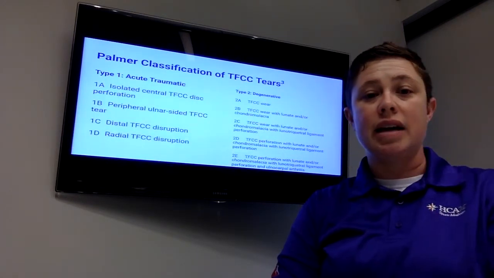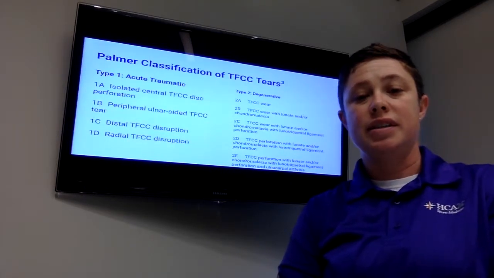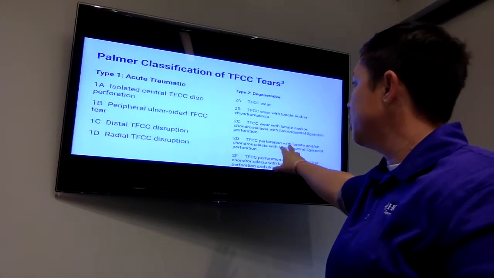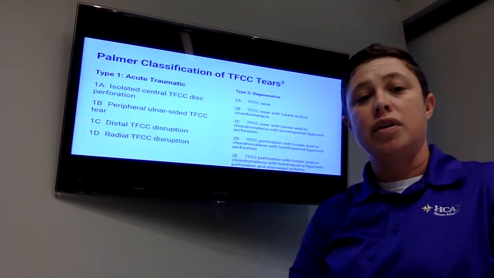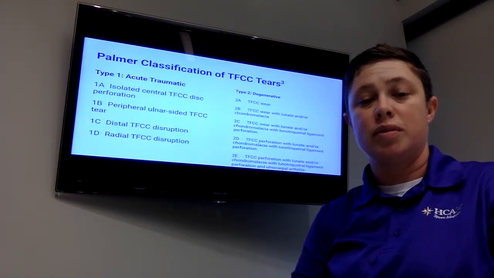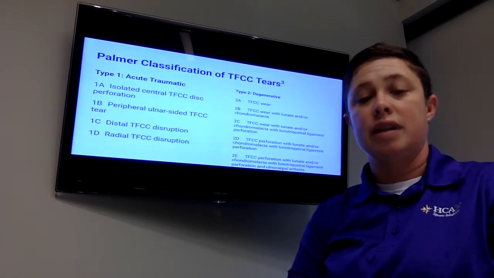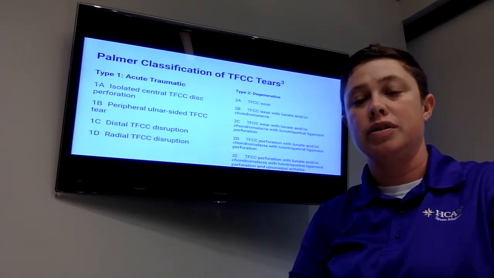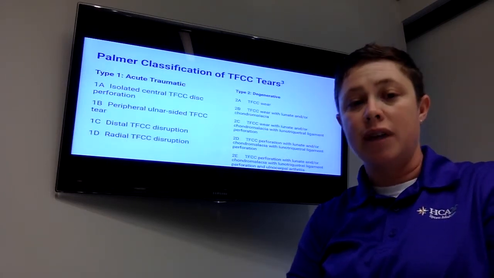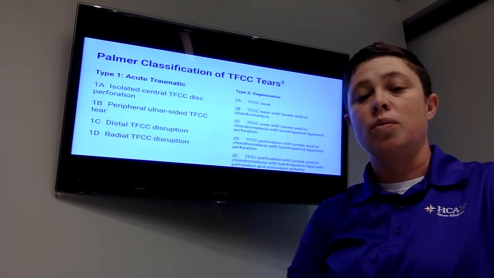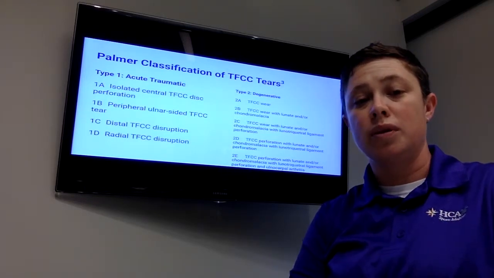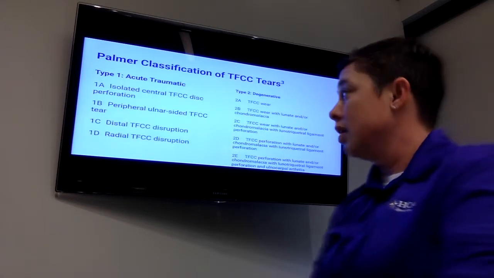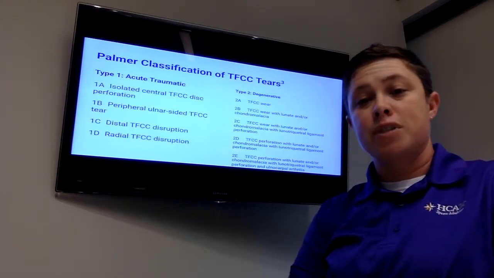In 1989, Palmer classified TFCC tears into 2 types. We have the acute type and the degenerative type. The acute tear is obviously from a traumatic injury, and the type 1 tear is an acute or traumatic injury, and the type 2 tear is degenerative. He further subdivided it into where the tears and disruptions were located, and ended up with 9 different sub-injuries.